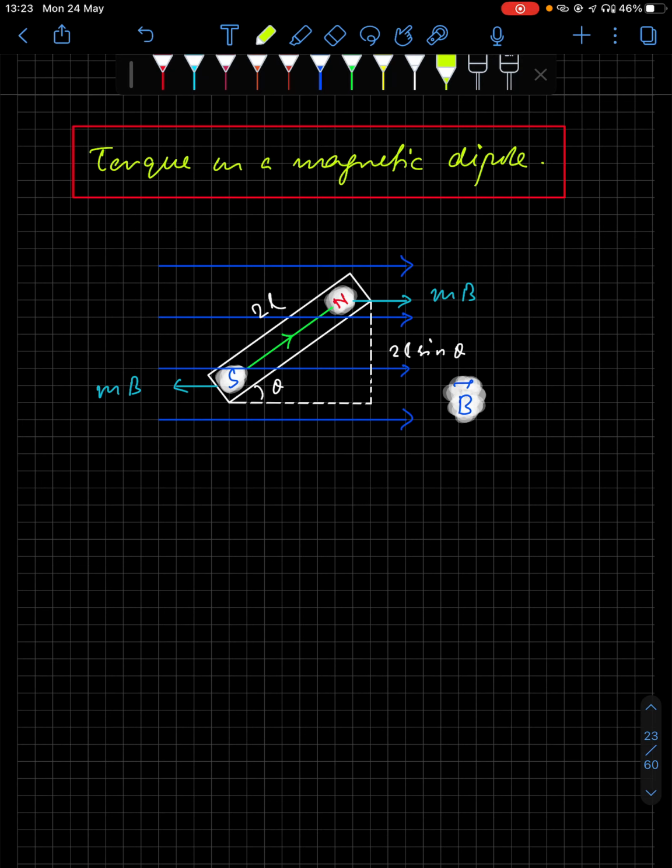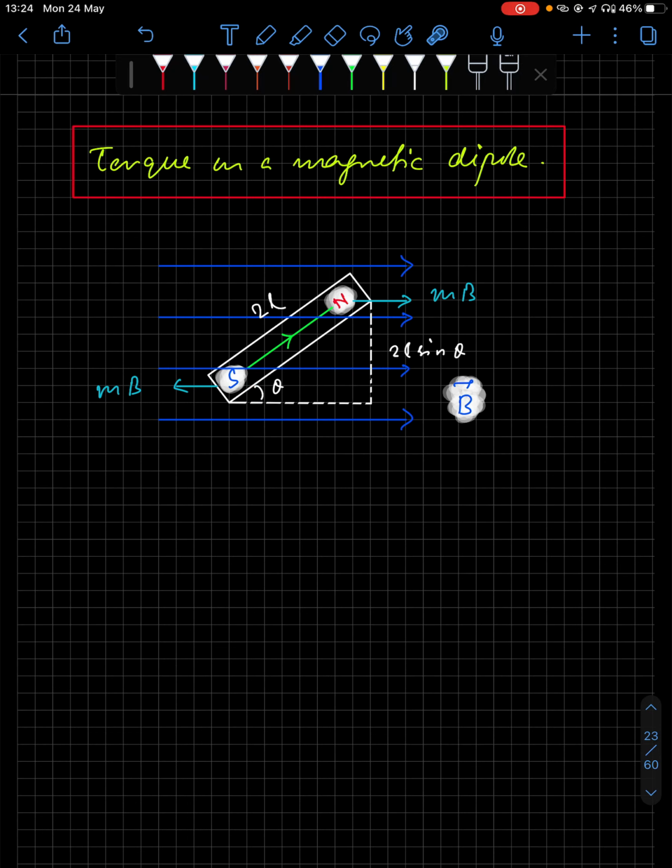So firstly, you can see on the screen the diagram. In the diagram, you see the blue lines are representing the magnetic field which is going from left to right. The blue lines are representing that. Now you have a dipole of length 2L, and it is making an angle theta with the field.